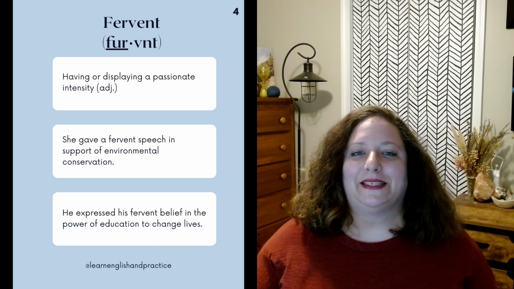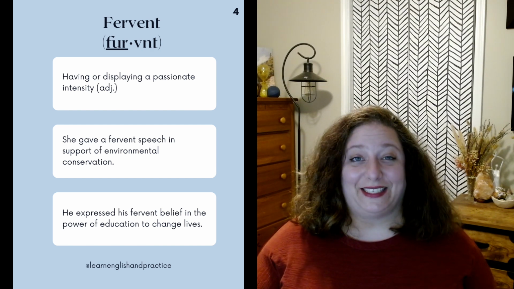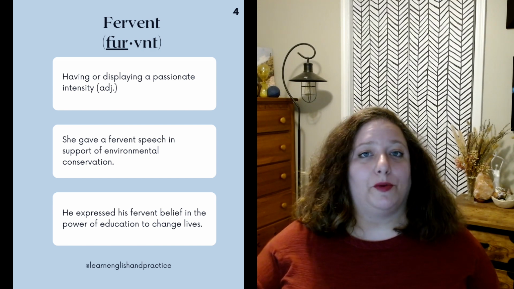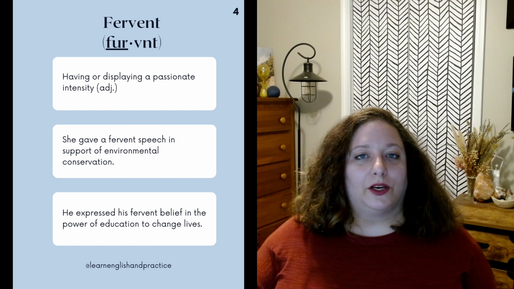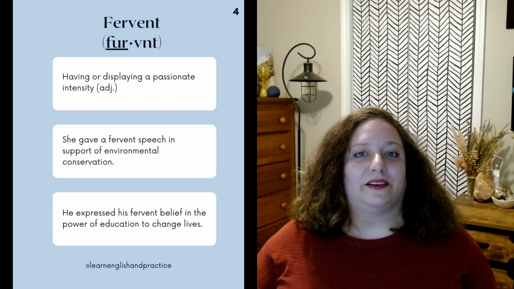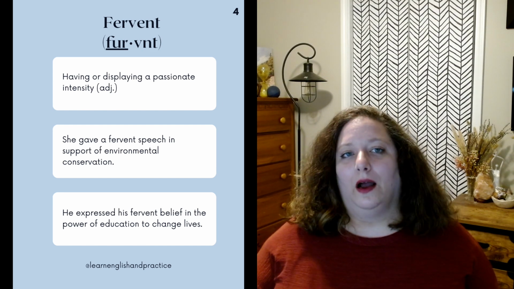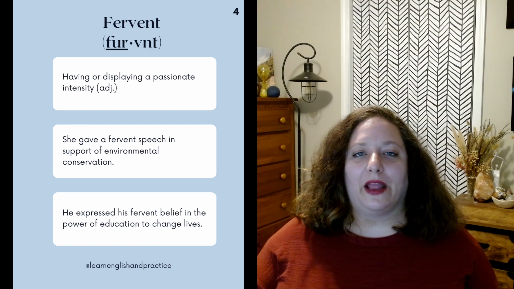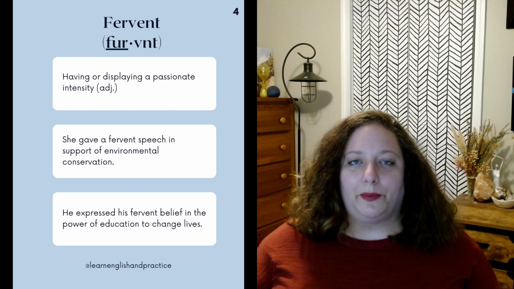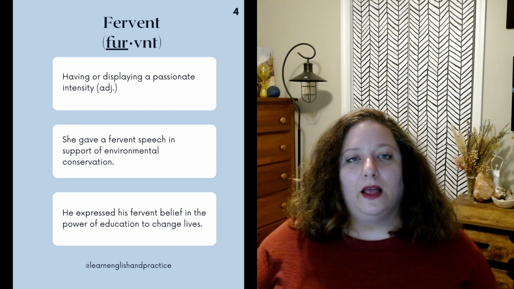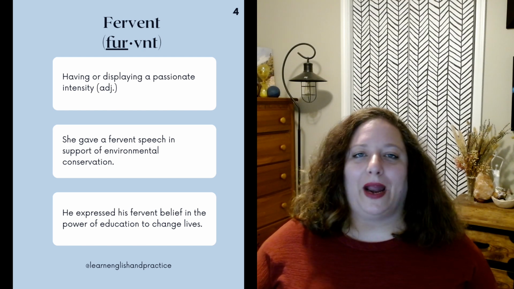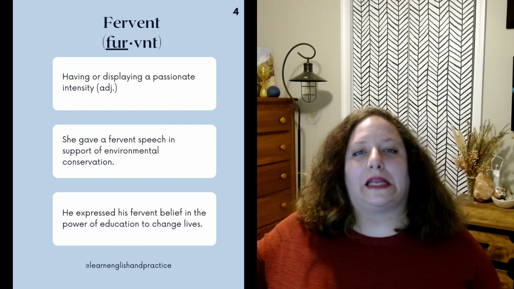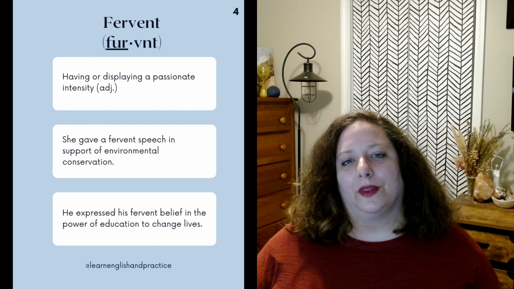Fervent. This means having or displaying a passionate intensity. It's an adjective. So people who are fans of a musician or a team could definitely be described as fervent supporters. All right. For example, a football team. If you're a fervent supporter of a football team, American football that is, maybe you have season tickets, maybe you wear the team colors and jerseys and just really, really support the team.